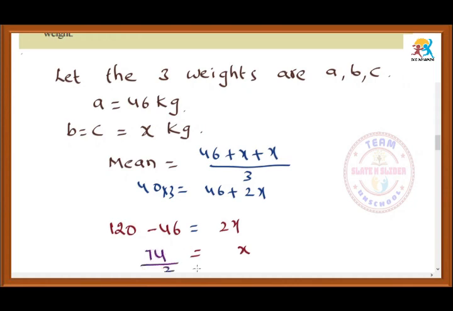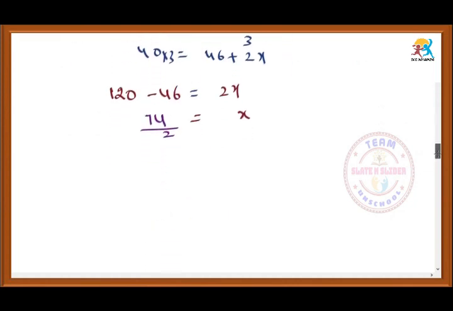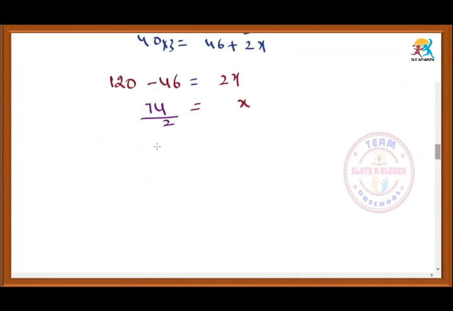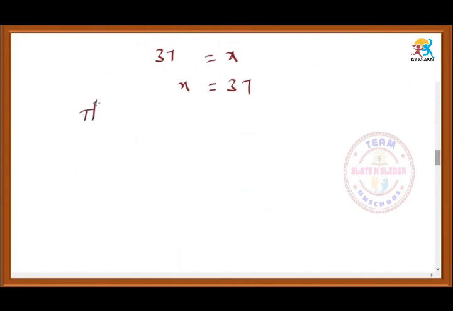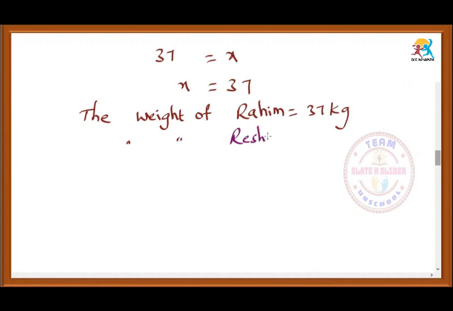Dividing by 2, by simplification we get 37. So x is equal to 37. So x means the weight of Rahim and Reshma. The weight of Rahim is equal to 37 kg, and the weight of Reshma is equal to 37 kg. Like this we have to find.